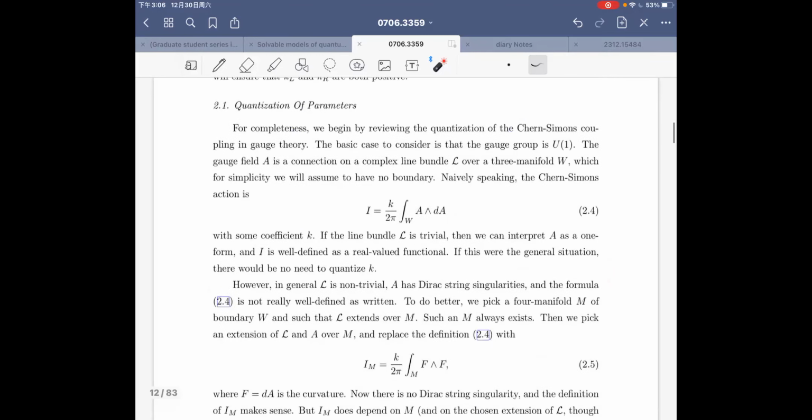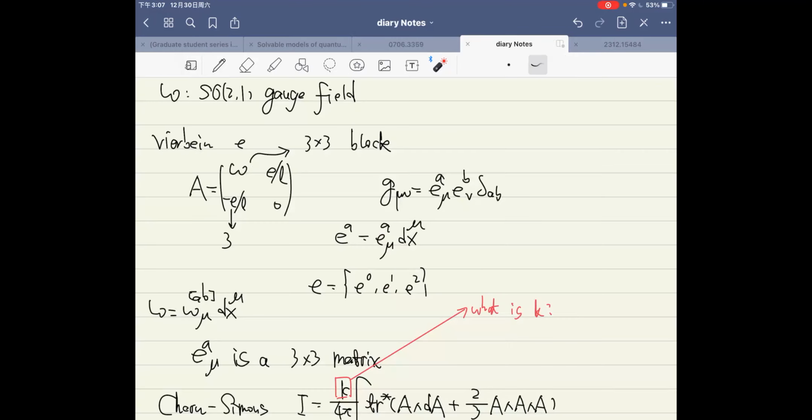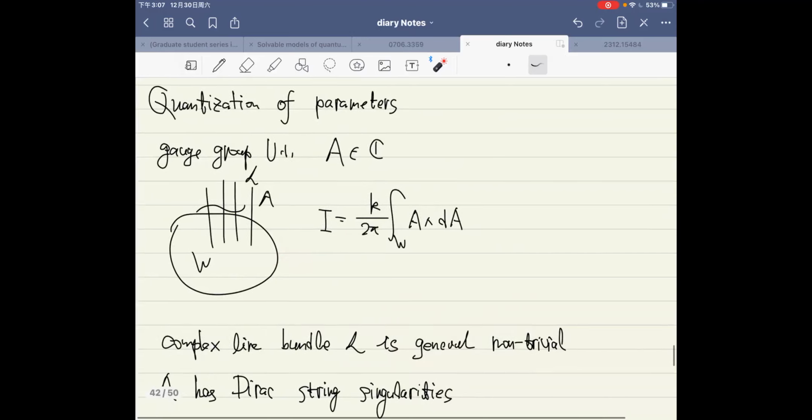Next, we need to review the process of quantized Chern-Simons theory. Starting with the case where the gauge group is quite simple, it is just U(1), okay, which has one generator. The gauge field A becomes a complex number because there is just one generator. Okay, so at each point on the manifold, a U(1) charge is associated with it. It can be viewed as a section of a complex line bundle L. Okay, like here.